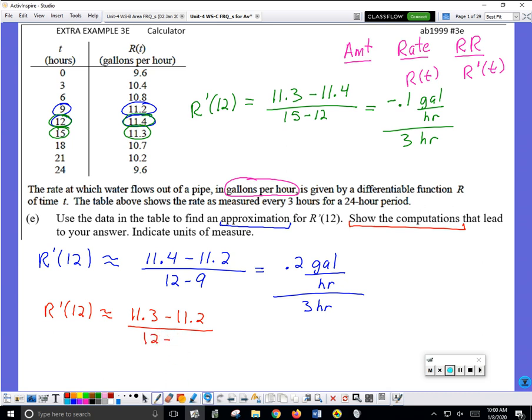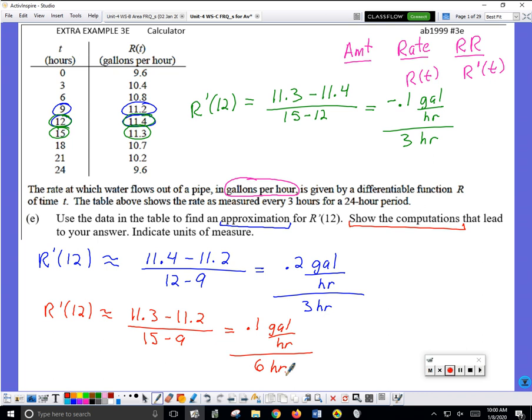That's 15, sorry. So another assumption, like I was saying to Sydney, is you could say, well, during the 6 hour time period, 12 is right in the middle of that time period. During that time period, the rate went up again. So they're all just estimates. We don't really know how fast the rate is changing at time 12, but any of these three answers is valid. Any of them.